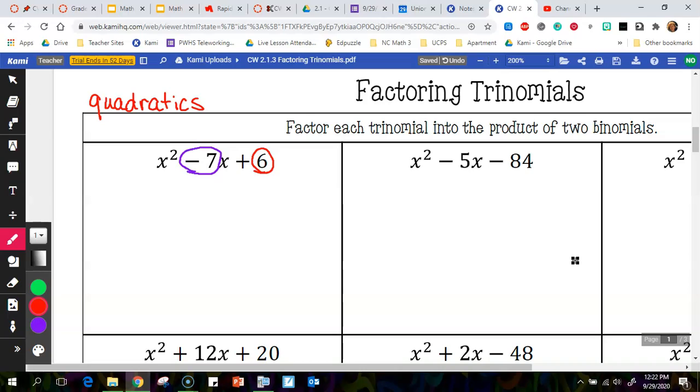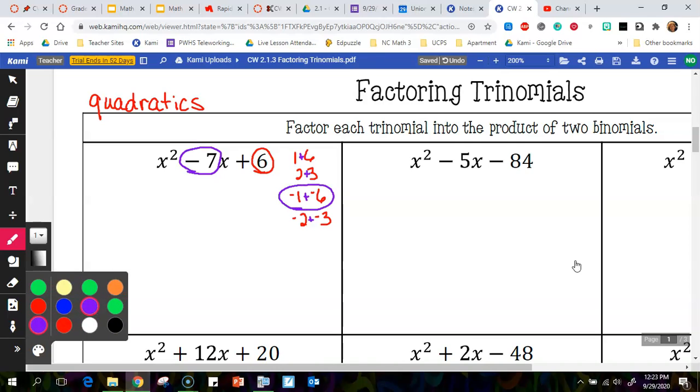All right, so factor pairs for 6 would be 1 times 6, 2 times 3. Now remember, that's not all. You also have -1 times -6 and -2 times -3. So make sure that you think about all the possibilities. Okay, so when I put a plus between these, all the way down, which one adds up to -7? Well, it would have to be this one, the -1 and the -6. So those are the numbers that are going to go in my parentheses for the answer.